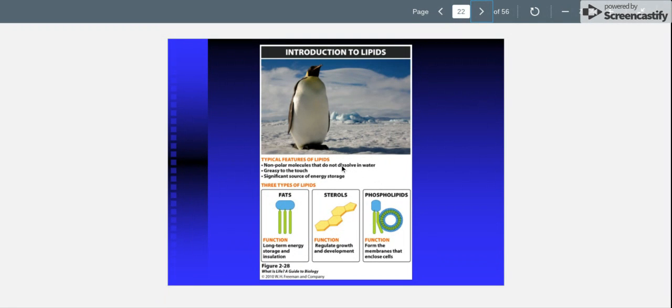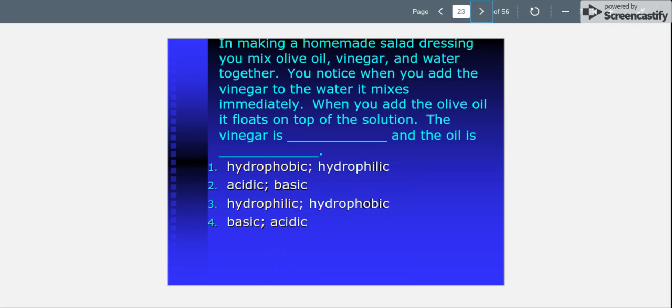Okay. Lipids are all nonpolar, so they do not dissolve in water. If you've ever put grease or oil in water, you see that it does not mix. They feel really greasy, and you can store a lot of energy within these lipids, especially within these fat molecules. Okay. You make some homemade salad dressing, mixing olive oil, vinegar, and water. Notice that when you add vinegar to the water, it mixes immediately. When you add the olive oil, it floats on top of the solution. The vinegar is blank and the oil is blank.